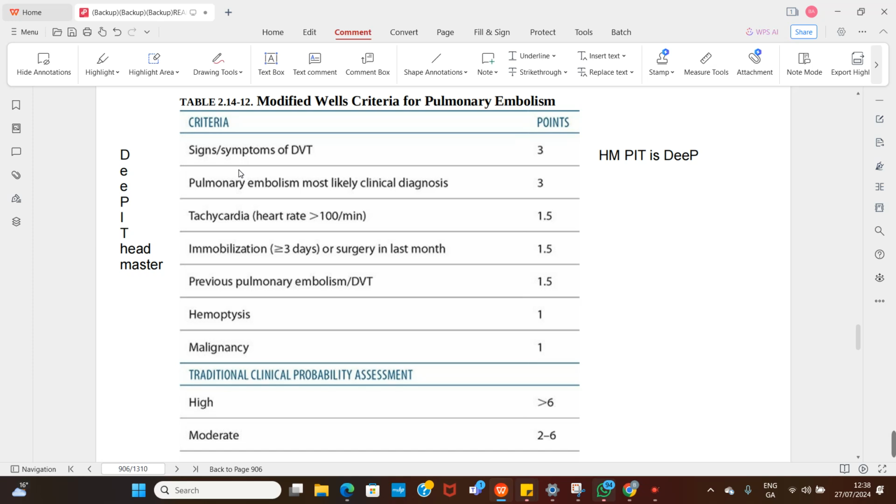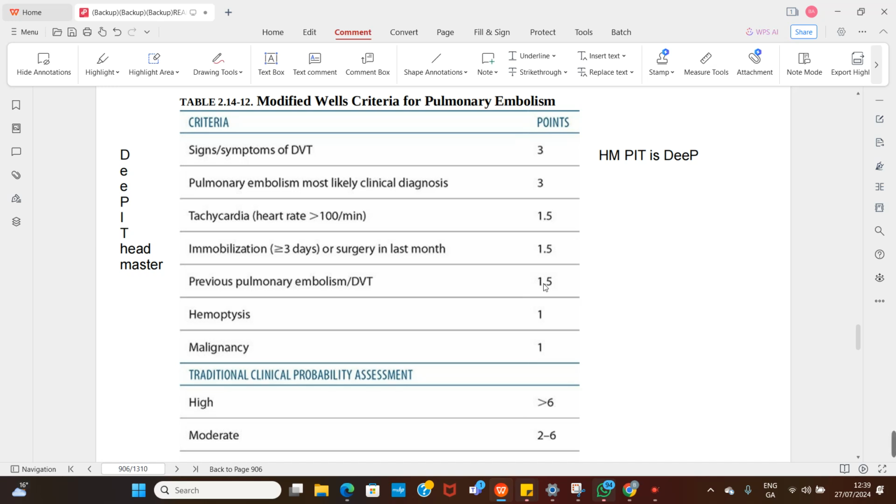So the Hemoptysis-Malignancy-PIT is the mnemonic: your H for your hemoptysis, your M for your malignancy, your P for your previous history of DVT or PE, your I for your immobilization, your T for your tachycardia. Then you focus on your D and your P. Is this person having something that suggests DVT? Is this person having something that suggests a PE? You give your 3. Your PIT 1.5 each, and your HM 1 each.